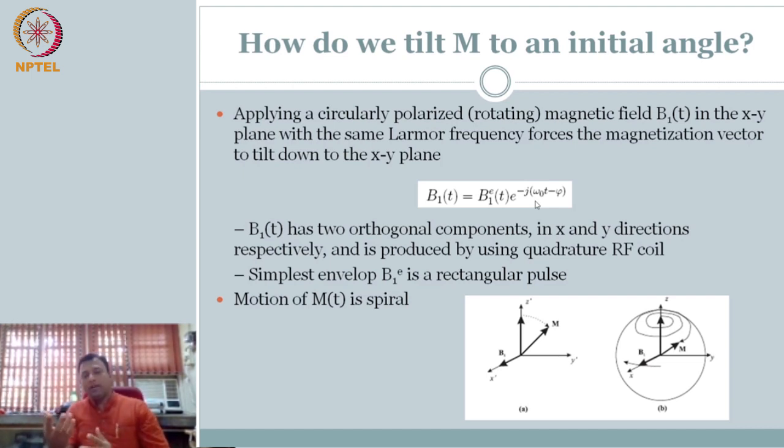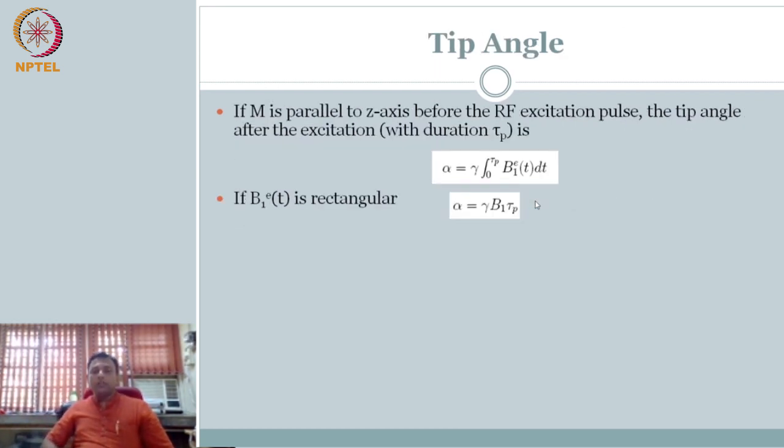However, in 3D coordinates, as shown in B, it is going to be a spiral. So it is all consistent. You have to train yourself to visualize this further. Okay, so now, how much do you want to tip it?